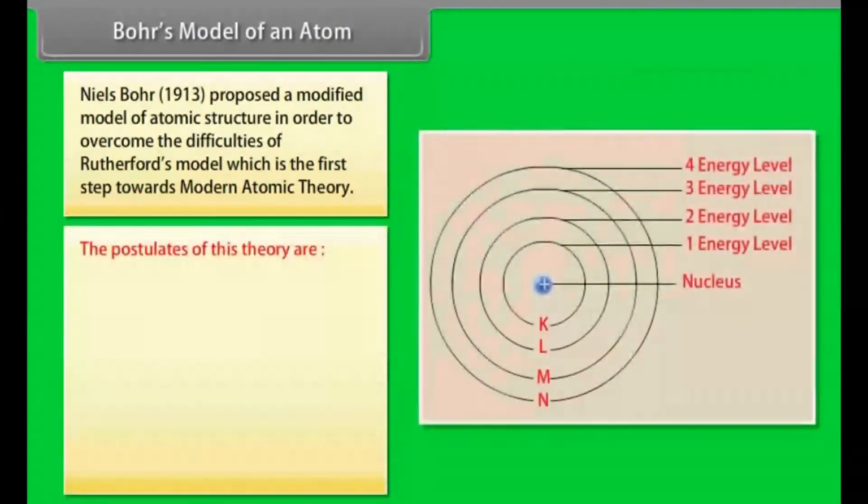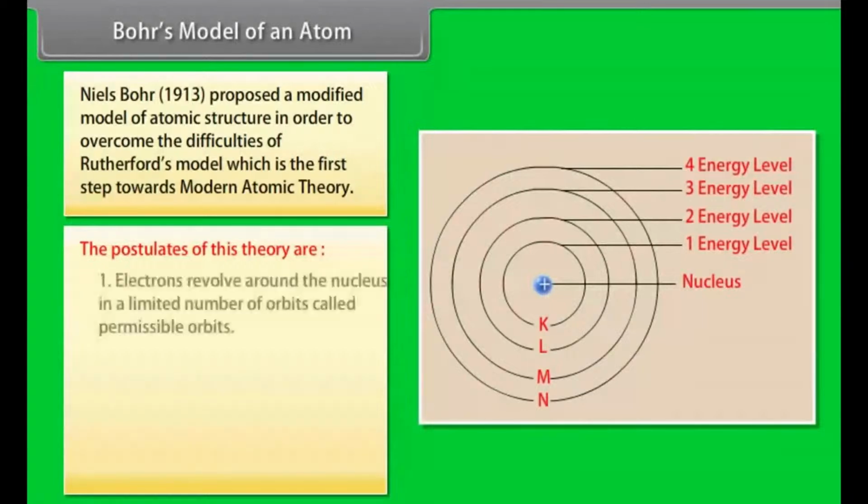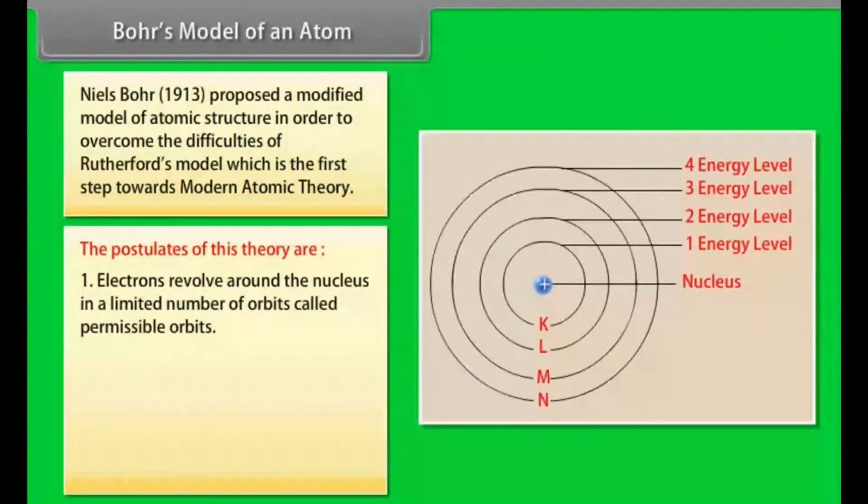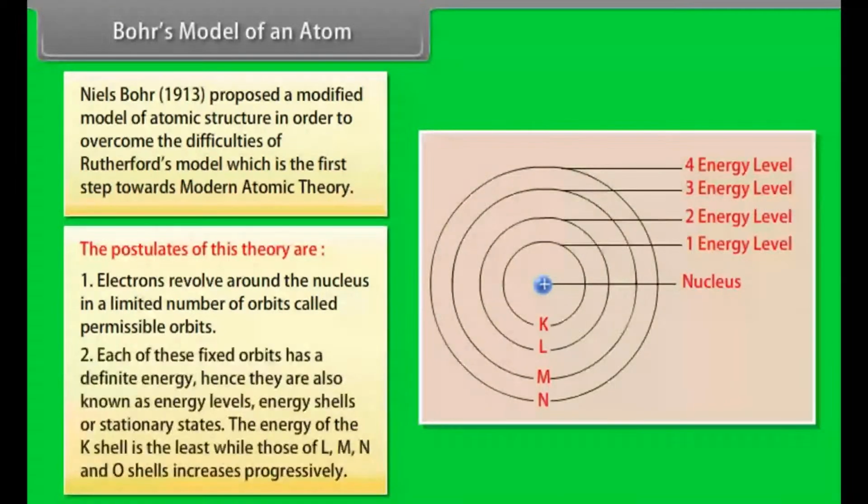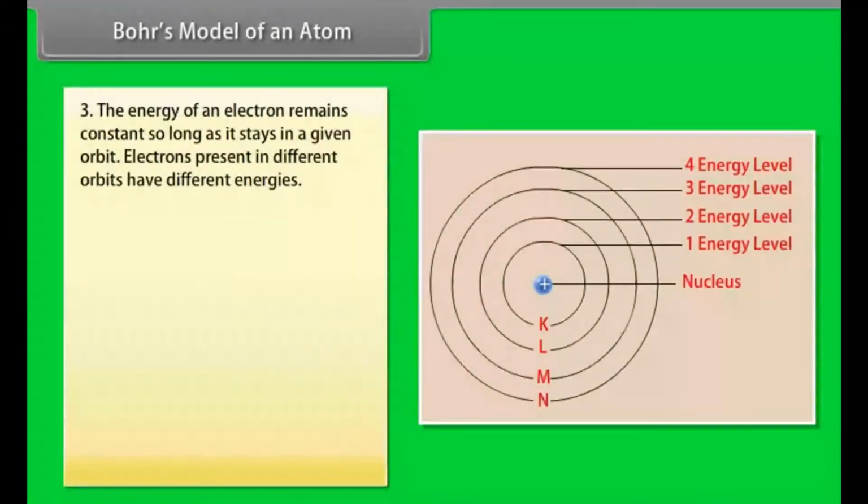The postulates of this theory are: 1. Electrons revolve around the nucleus in a limited number of orbits called permissible orbits. 2. Each of these fixed orbits has a definite energy, hence they are also known as energy levels, energy shells, or stationary states. The energy of the K shell is the least, while those of L, M, N, and O shells increases progressively. 3. The energy of an electron remains constant so long as it stays in a given orbit.